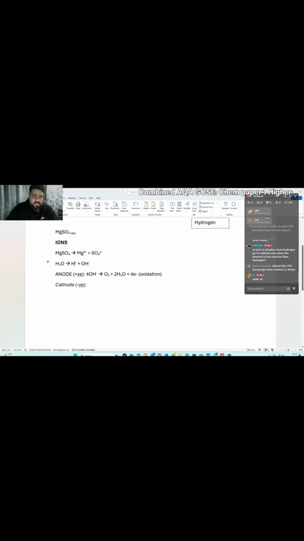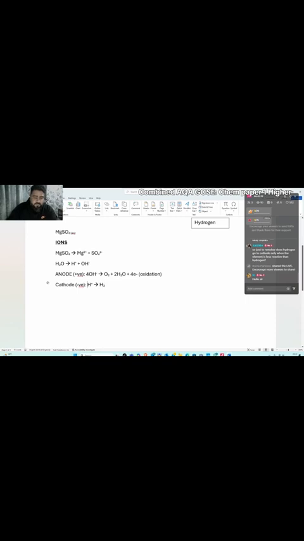But what we're saying is that the one that will go to the cathode is the hydrogen ions. So the hydrogen ion is definitely going to the cathode. And what does it form? It will form hydrogen. So that's H2.